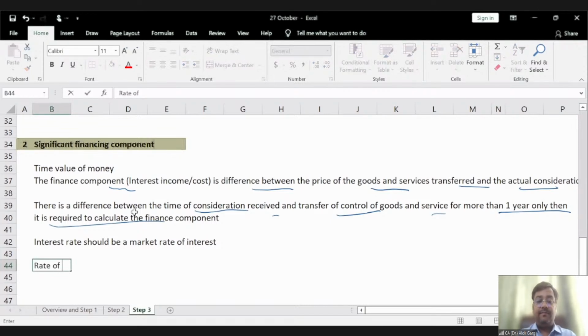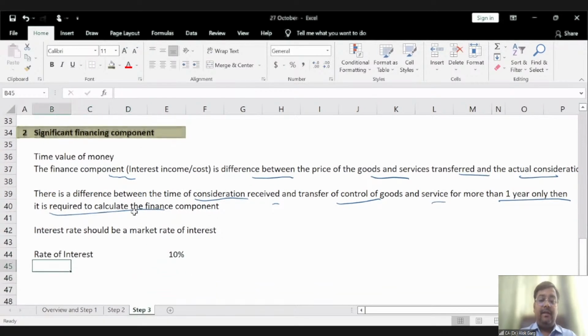The rate of interest is 10%. The entity will receive consideration of rupees 121 after 2 years.